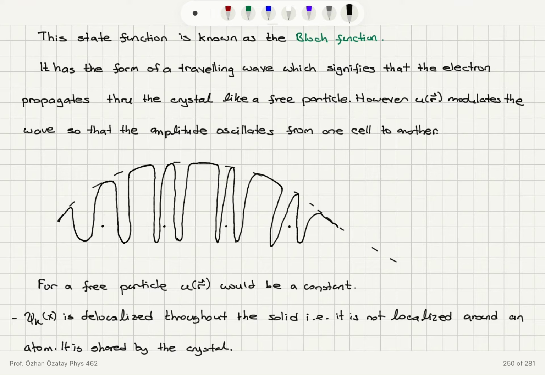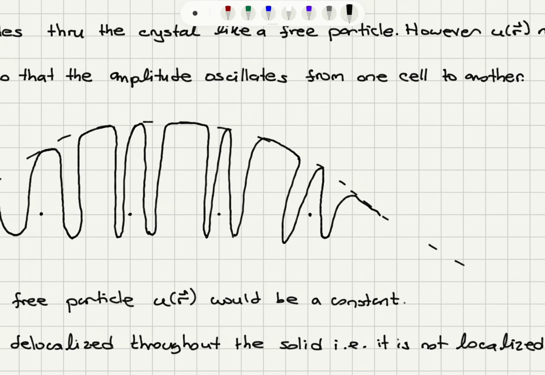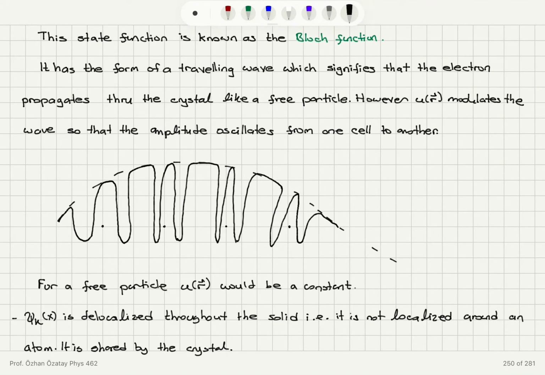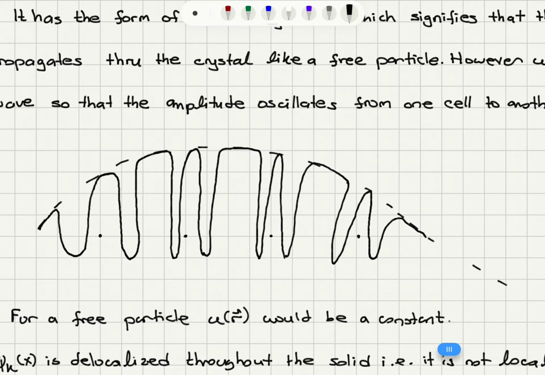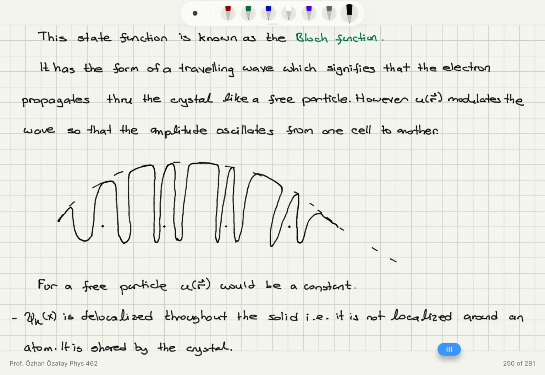As you can see, it has the form of a traveling wave, which signifies that the electron propagates through the crystal like a free particle. However, there is a modulation on the wave, so that the amplitude oscillates from one cell to another. As we can see here, we have a modulation. And you may have noticed here that I have the maxima coinciding with the ion cores here, or if we continue, the minima will coincide with the ion cores here. So the probability of finding the electron in this region will be high in that case.